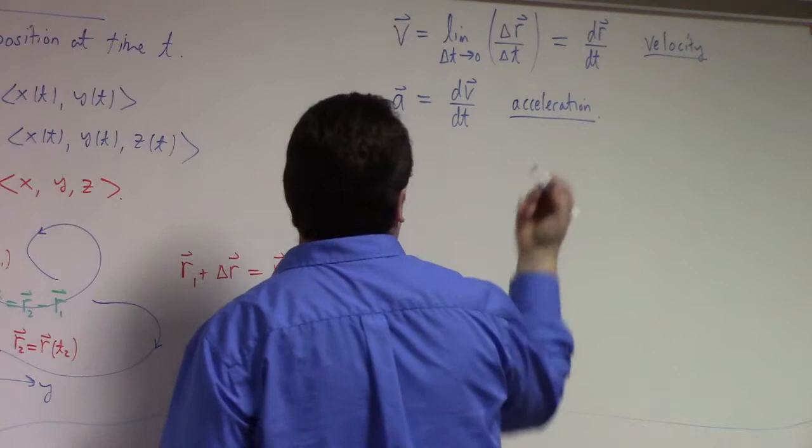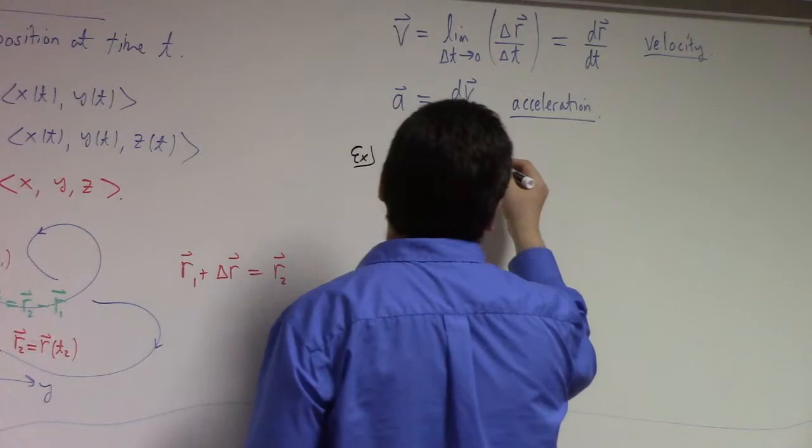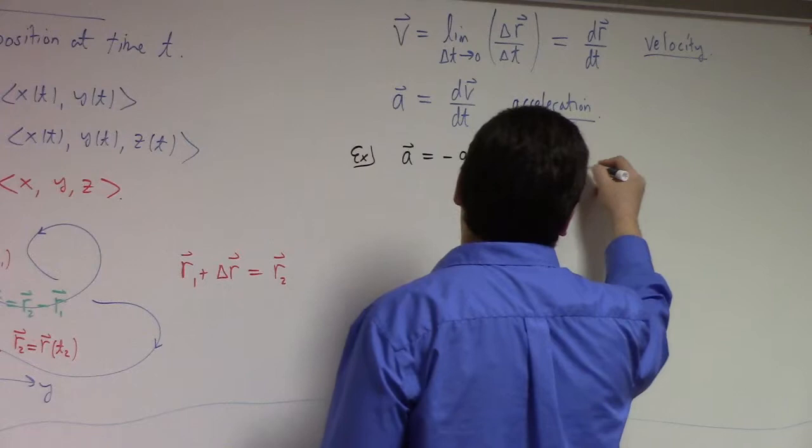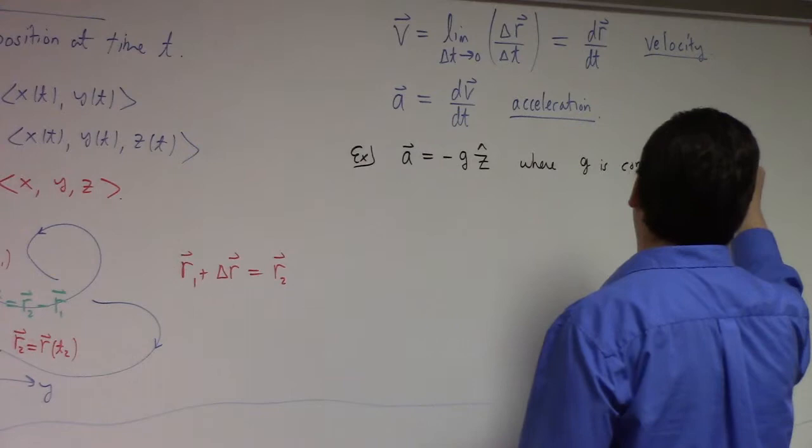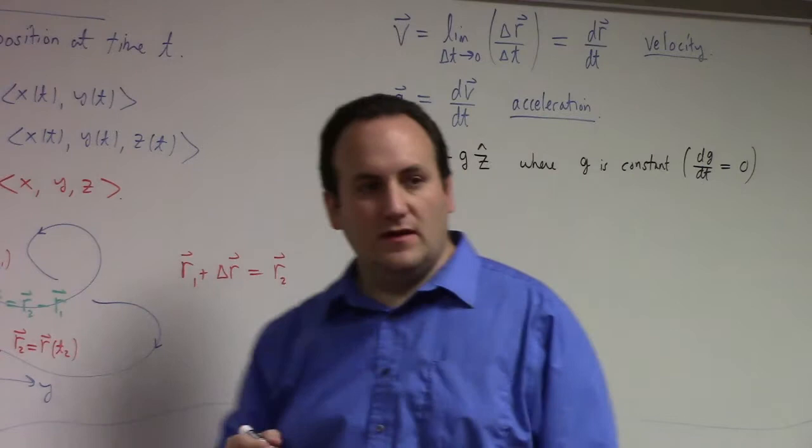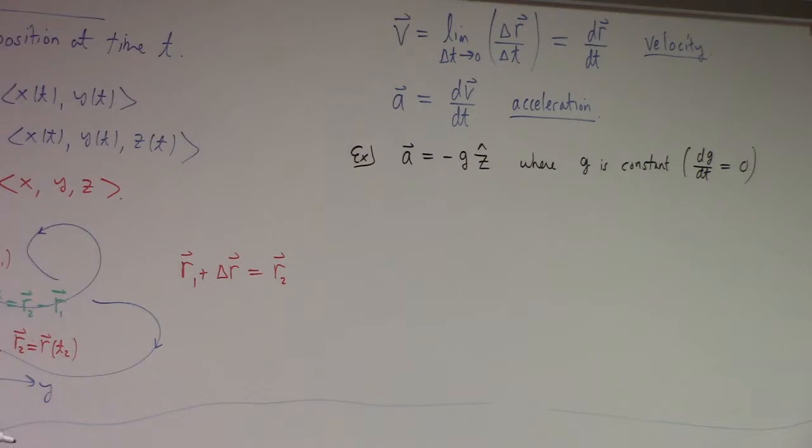So suppose the acceleration is constant. Suppose the acceleration is equal to minus g z hat, where g is constant, constant with respect to time, of course. What that really means is that dg/dt is zero. Suppose that's the acceleration, constant acceleration. This is a three-dimensional problem, all right?